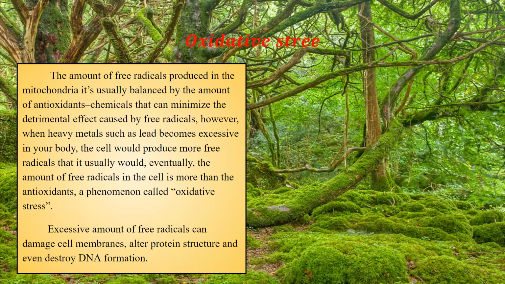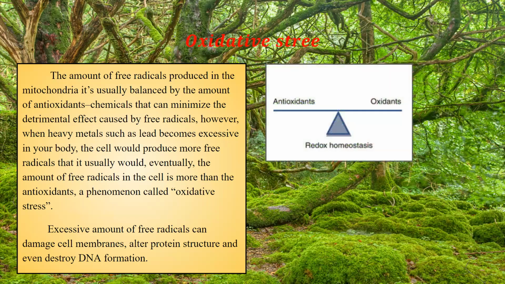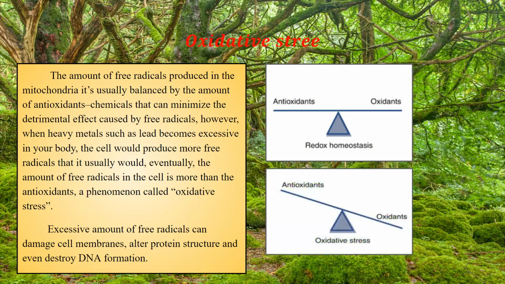But the amount of free radicals produced in the mitochondria is usually balanced out by the amount of antioxidants, chemicals that can minimize the detrimental effect caused by free radicals. However, when heavy metals such as lead become excessive in your body, the cell will produce more free radicals than it usually would. Eventually, the amount of free radicals in the cell is more than the antioxidants, causing a phenomenon called oxidative stress.